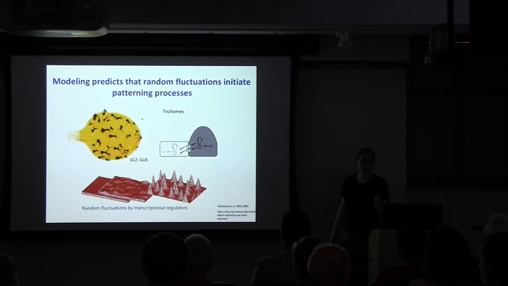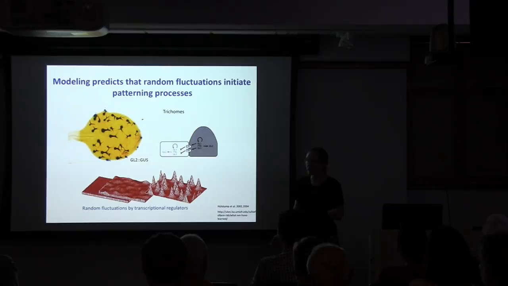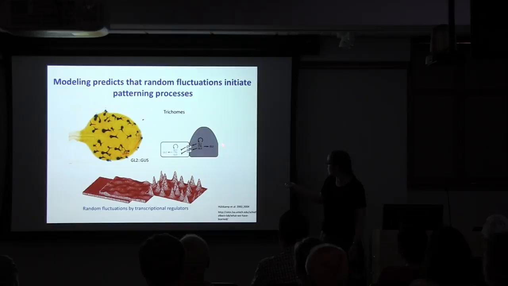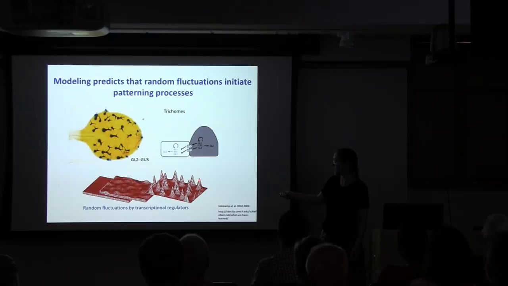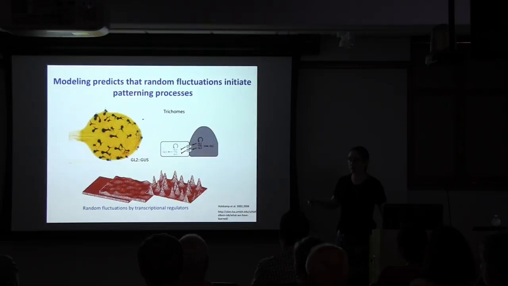And this is really fascinating because modeling has long predicted that there should be slight fluctuations of the activators of cell fate to promote patterning. Even if it's a regular pattern, they need to be initiated by very small differences between cells. So here's a model based on the formation of trichomes or hair cells. And you've got the activators very slightly fluctuating randomly, and that sets up the regular pattern of trichome spacing. So we are now seeing very much amplified fluctuations that are doing the patterning.